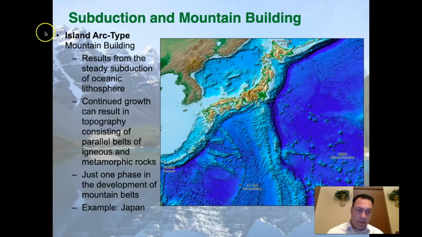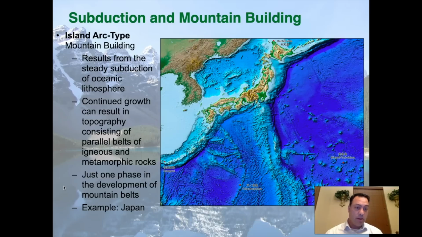All right, so now let's dive in a little bit into island arc type mountain building. So we're talking about the mountains that form in island arcs. We've got the subduction zones, so we know what the roots look like. Island arc type mountain building results from the steady subduction of oceanic lithosphere. You're compressing the ocean into another oceanic lithosphere, and you're going to ramp up mountains. Continued growth can result in topography consisting of parallel belts of igneous and metamorphic rocks. This is just one phase in the development of mountain belts. And we'll go into those other phases, when things actually close up in an ocean basin.